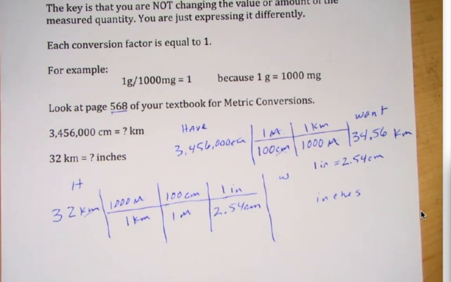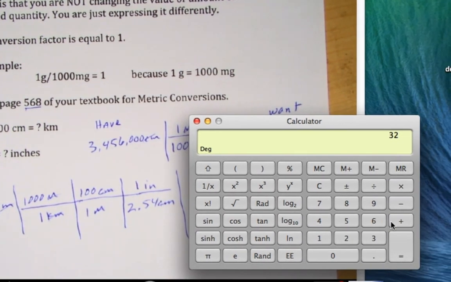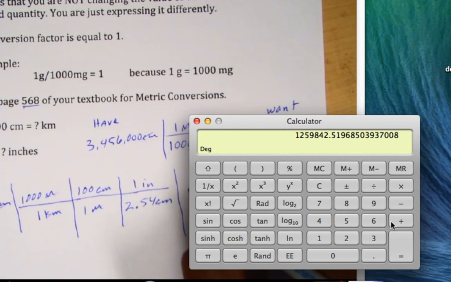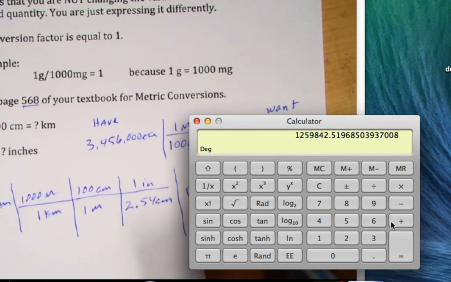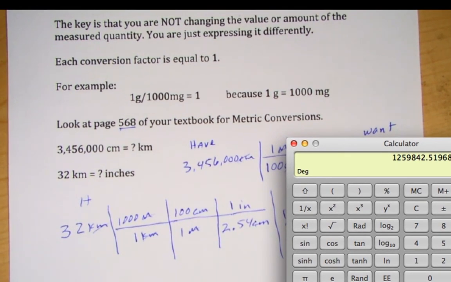To do this, I'll just use my calculator. We'll take 32 times 1,000 times 100, and then divided by 2.54. It gives me a whole lot of inches, right? We got 12,598 42, and we'll move the decimal place over, 1, 2, 3. So it's 1,259,842 inches. That's how much 32 kilometers is.